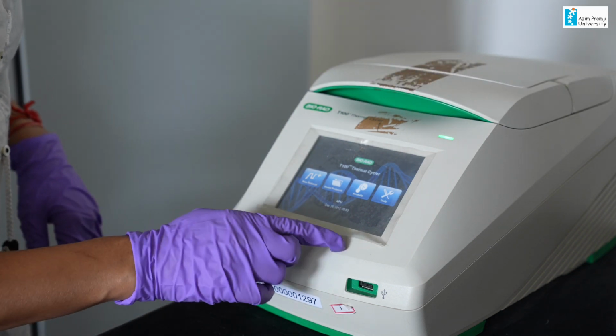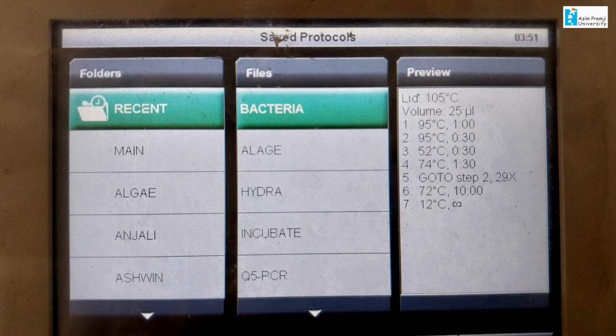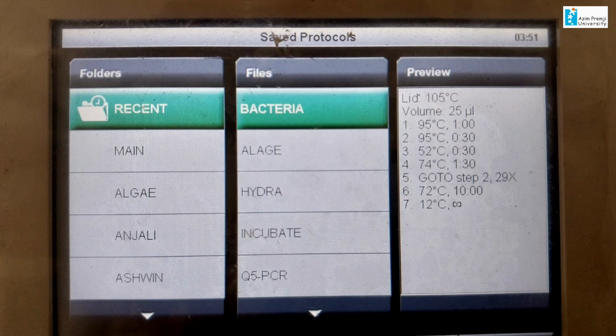I already set the PCR cycles. You can see here, for the bacterial DNA, I have set the cycle: the first denaturation at 95 degrees for 1 minute, followed by 95 degrees for 30 seconds, then primer annealing at 52 degrees for 30 seconds, then primer extension at 74 degrees for 1 minute 30 seconds, and then the whole steps will be repeated for 29 cycles and then hold at infinity.